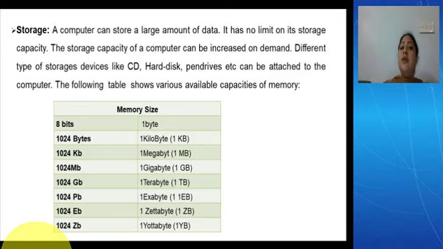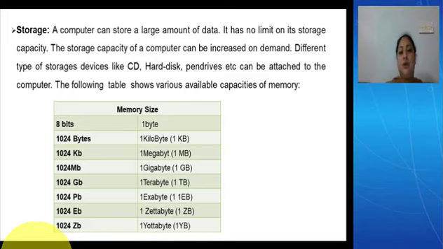Storage. A computer can store a large amount of data. It has no limit on its storage capacity. The storage capacity of a computer can be increased on demand. Different storage devices like the CD, hard disk, pen drive, etc. can be attached to the computer.